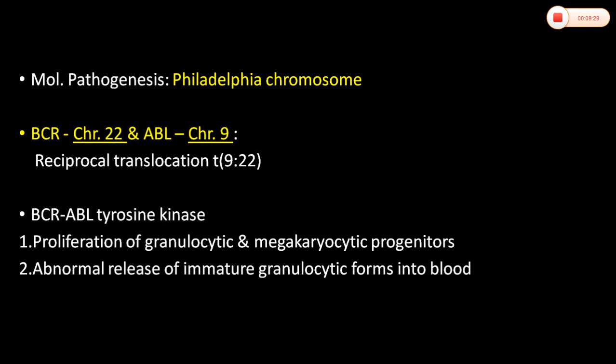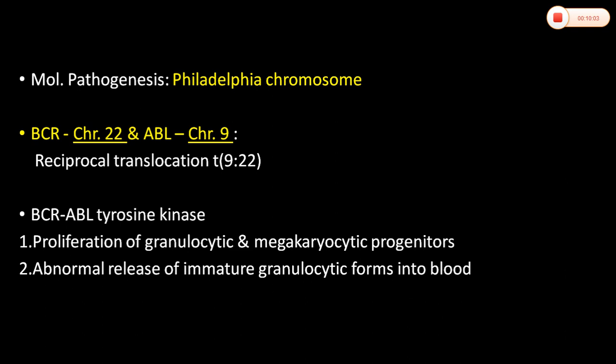Now this tyrosine kinase is activated in which cell? The pluripotent hematopoietic stem cell. So now that hematopoietic stem cell will start proliferating, and for some unknown reasons, it will pick up granulocytic as well as megakaryocytic series of cells. The skewed differentiation is towards the granulocytic series as well as the megakaryocytic series. So obviously, what is happening to the erythroid series here? It will come down.